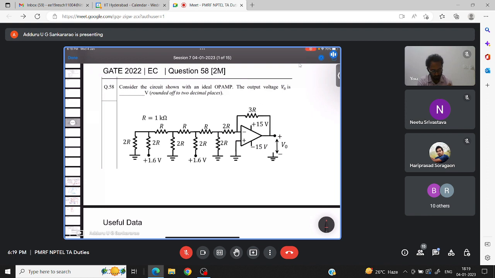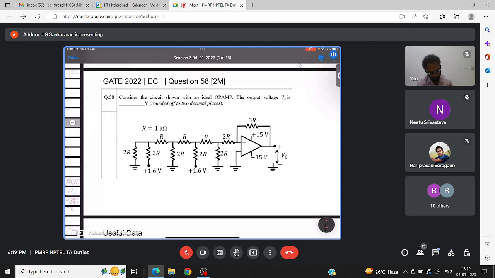Now, this is the circuit. This was given in GATE 2022. Consider the circuit shown with an ideal op amp. The output voltage V0 is dash. If you observe, can somebody tell me which circuit this is? This is from D to A converters, digital to analog converter.